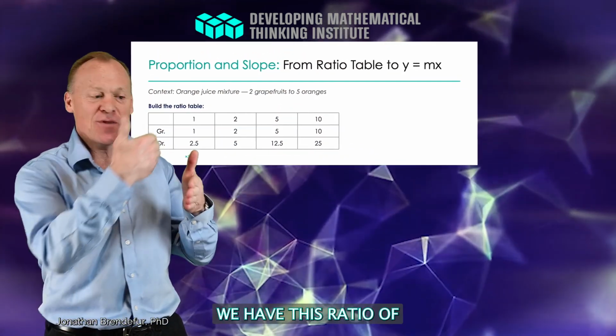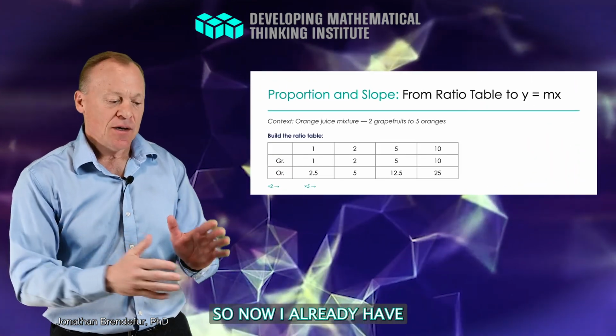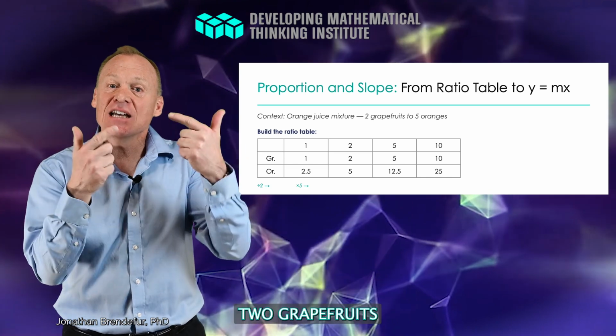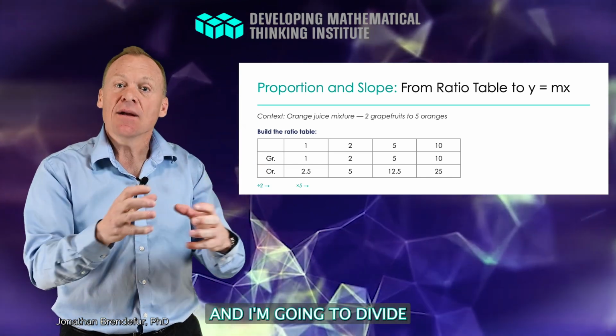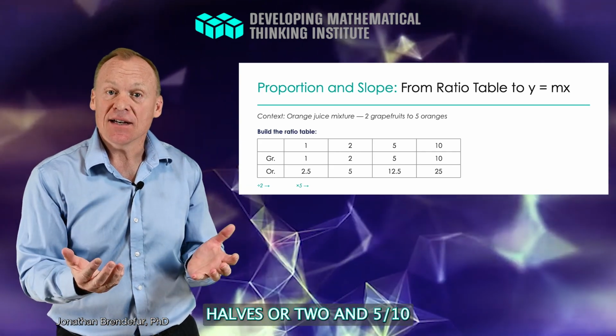Okay, so now we have this ratio of 2 to 5. Remember I said I wanted that 1, 2, 5, 10 table. So now I already have the 2 to 5. I'm going to back up, I'm going to divide 2 grapefruits by 2 to get 1, and I'm going to divide the 5 by 2, which gives me 5 halves, or 2 and 5/10.